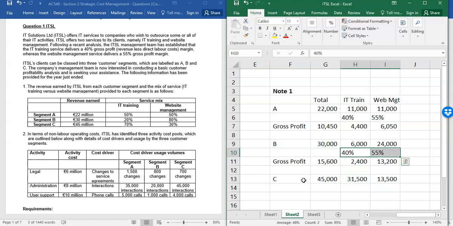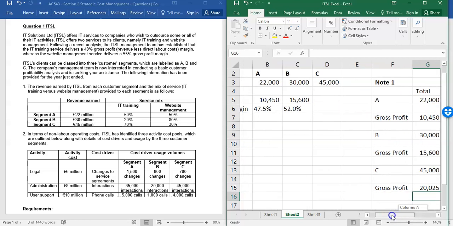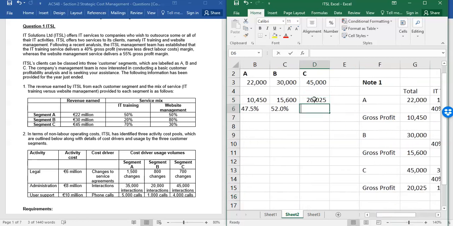So to get their gross profit then, you have to work by each service line. IT training gross profit will be 40%. Web management gross profit will be the revenue multiplied by 55%. So that means your total gross profit will be the 12.6 plus the 7.4. So they're making just over 20 million, because we've dropped the last three zeros for division C. 20,025. And if you slot that in and you get the margin, you can see here it's actually only 44.5.